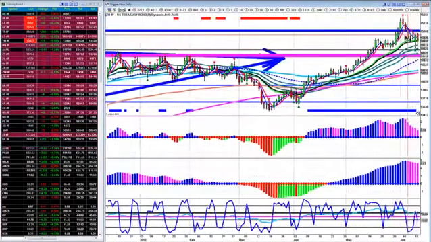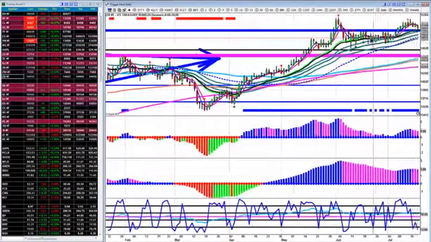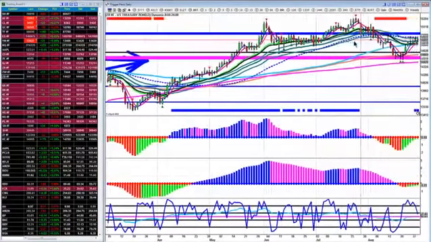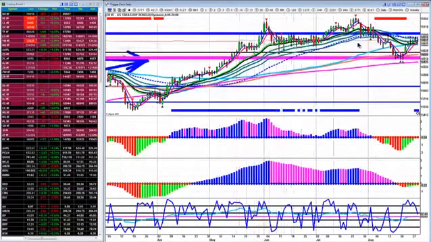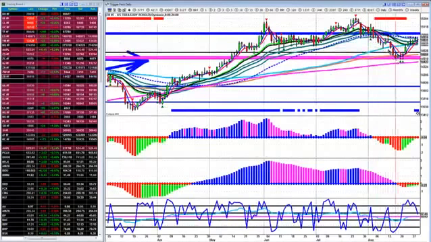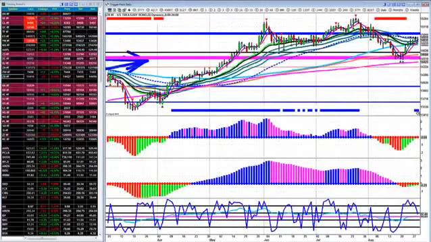All right, so what happens, we come down here, and eventually this area will ultimately be touched, and there it is. That long-term support level, the resistance level that became support, we came right down to that level, and you'll notice how it was rejected right off there. So you're looking for those long side trades right in that area.